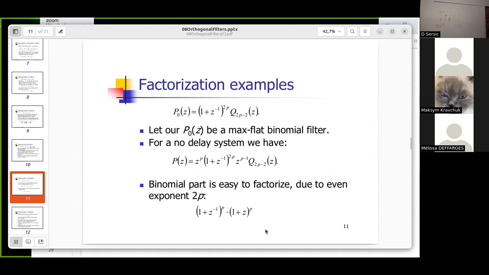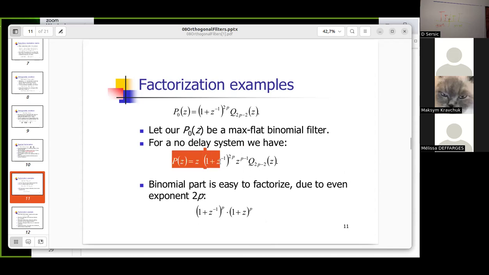The binomial part is easy to factorize. We have chosen an even exponent, and if you have an even exponent, everybody knows how to split it in half. So we have the same thing to the power p and the same thing to the power p. Notice that this was the reason why we are using the no-delay system, to stick with our definition.